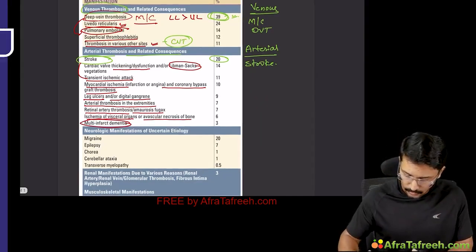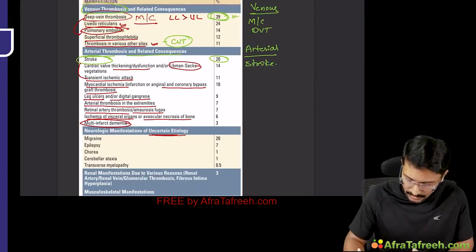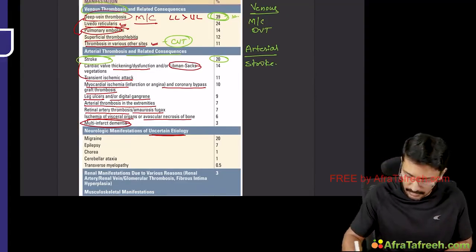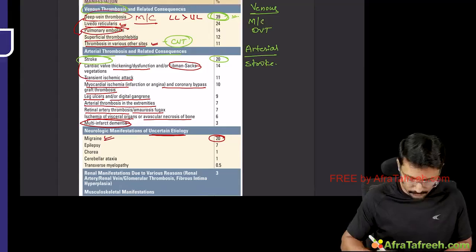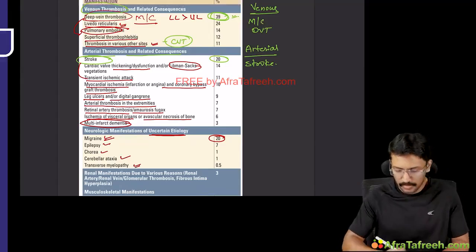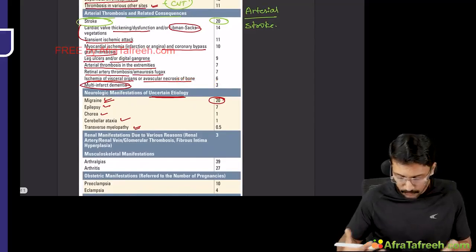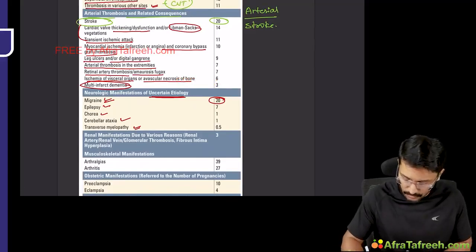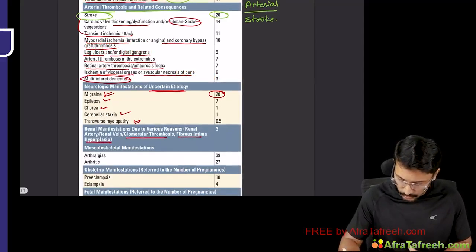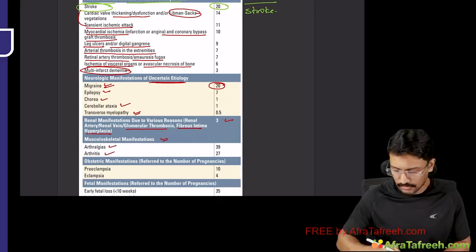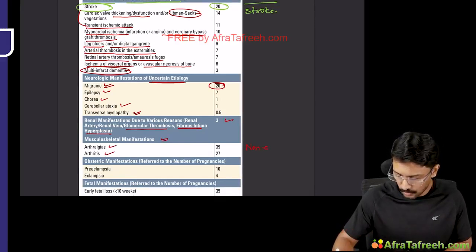But there are also neurological manifestations which are not directly related to the venous or arterial thrombosis, but they are known to occur in increased prevalence in these patients. And the number one entity we need to know is migraine. Okay, apart from that, epilepsy, chorea, cerebellar ataxia, and transverse myelopathy can occur in these patients. Now, there are also renal manifestations which can be because of complicated reasons like renal artery or renal vein or glomerular thrombosis, fibrous intimal hyperplasia, and those are known to occur. Okay. Then there can be musculoskeletal manifestations, which is basically arthralgia or arthritis. And if it is arthritis, it is usually non-erosive, right?